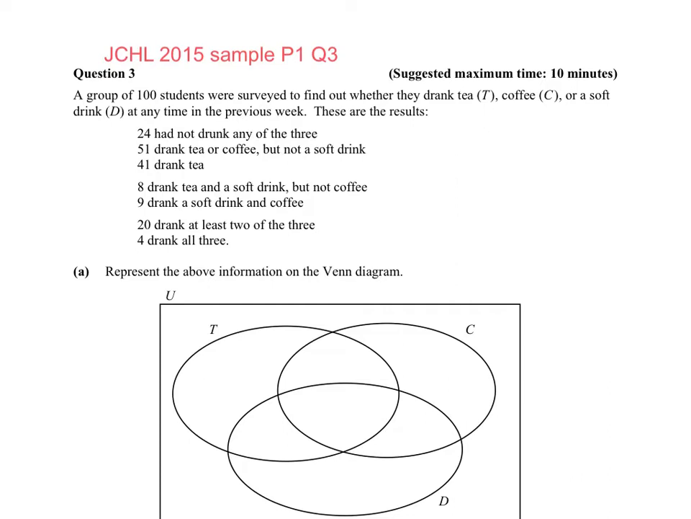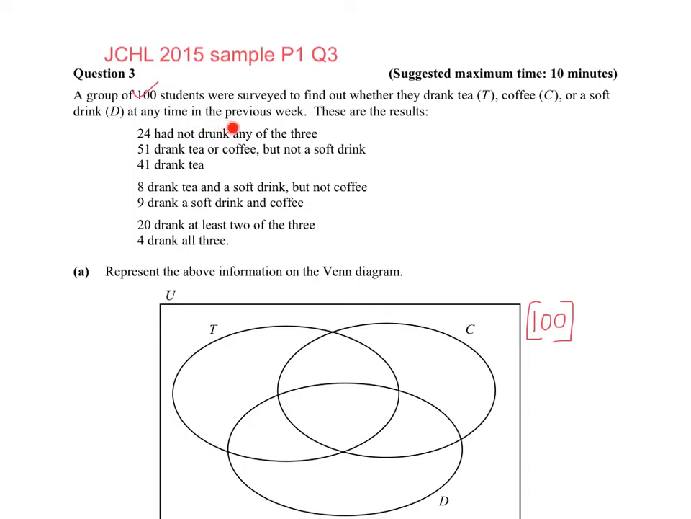So we have 100 students. So we can say the universal set has 100, and that's checked off. We have tea, coffee, and soft drink drinkers, and we obviously have several different parts that overlap, the intersections and other subsections. So let's try and fill out these 8 different sections.